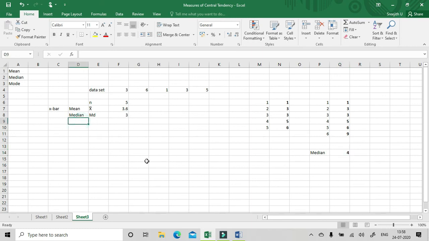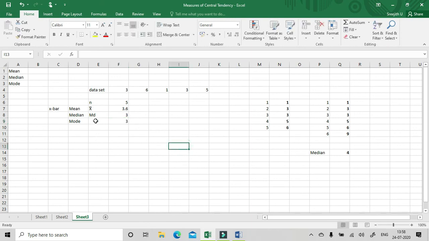Now, next we look at what is called the mode. The next measure of central tendency is mode. Mode is nothing but the most repeated value in a data set. Let's look at the original data set. The most repeated value in this data set happens to be 3, because 3 is getting repeated twice, and therefore 3 is our mode.